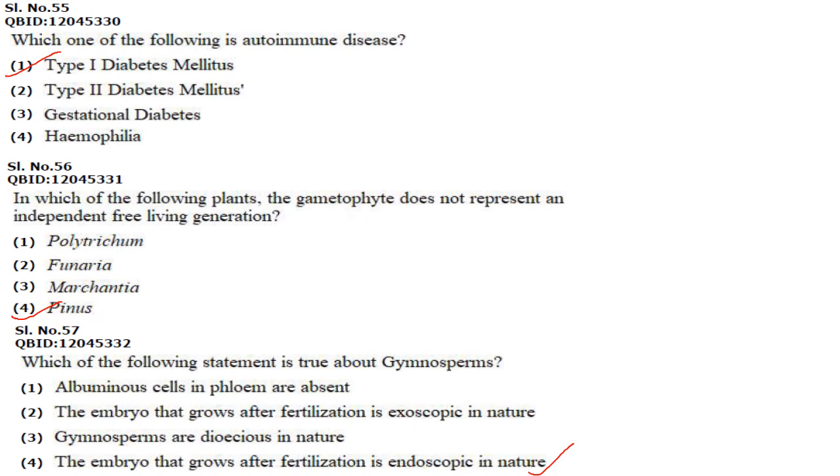The next one. Which of the following statements is true about gymnosperms? Albuminous cells in phloem are absent. Albuminous cells are present in gymnosperms. The embryo that grows after fertilization is exoscopic in nature. Exoscopic is found in bryophytes, not in gymnosperms. Gymnosperms are dioecious in nature, they are monoecious in nature. The embryo that grows after fertilization is endoscopic in nature. That is correct about gymnosperms. So the answer here is option 4.